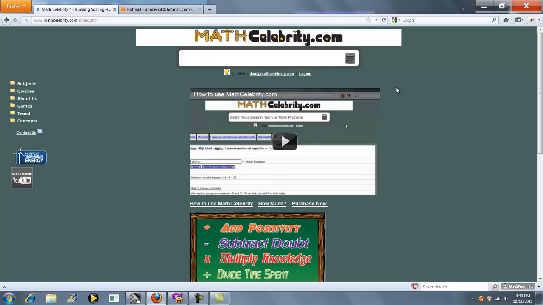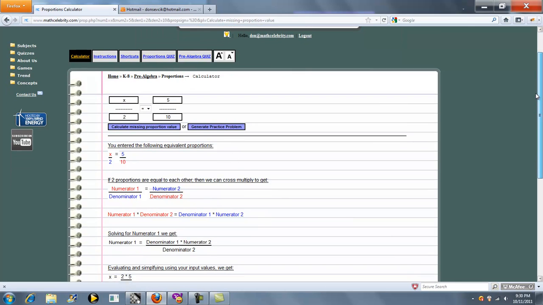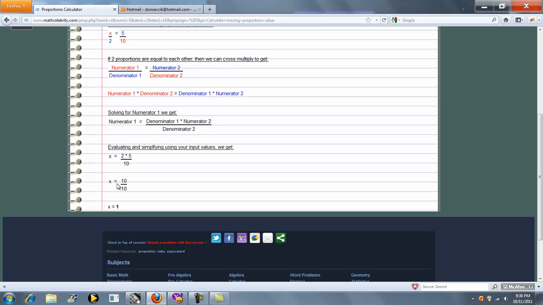We'll start with something simple such as x over 2 equals 5 divided by 10. Press the calculator. So we jump to the proportions lesson, goes through the math, and solves for x as 1.